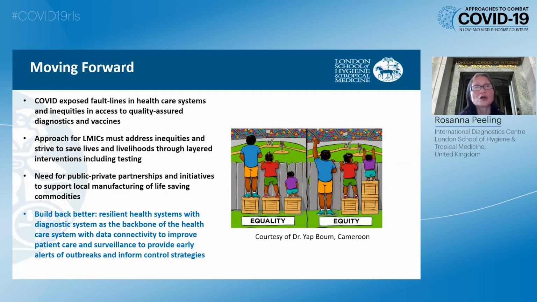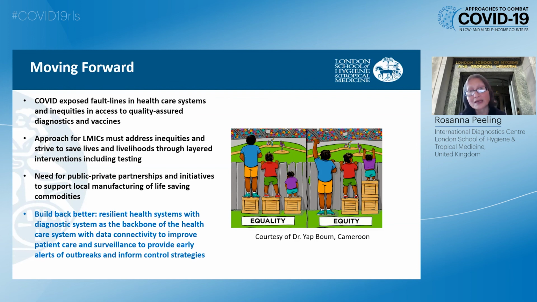And so moving forward, what I'd like to say is that COVID-19 has exposed fault lines in healthcare systems and inequities in access to quality assured diagnostics, and now we know also for vaccines. The approach for LMICs must address these inequities and strive to save lives and livelihoods through layered interventions, as I mentioned, including testing. There's a need for public-private partnerships and initiatives, such as those in Vietnam, to support those who lost their jobs. And there are also very important initiatives right now to support local manufacturing of life-saving commodities, including testing and vaccines.